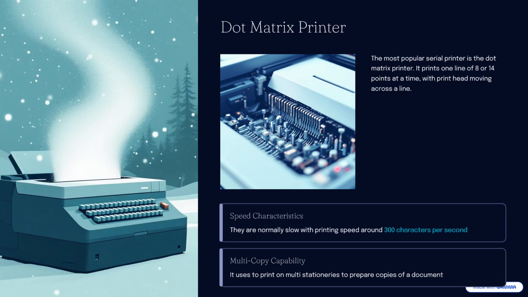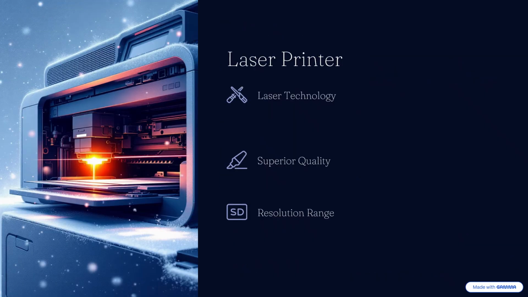The second type of printer is the laser printer. In the case of laser technology, the laser printer uses a laser beam and powdered ink to produce a fine dot matrix pattern. This laser printer produces superior quality. It can produce very good quality graphic images. The resolution range of the laser printer is from 300 dpi at the low end to around 1200 dpi at the high end.